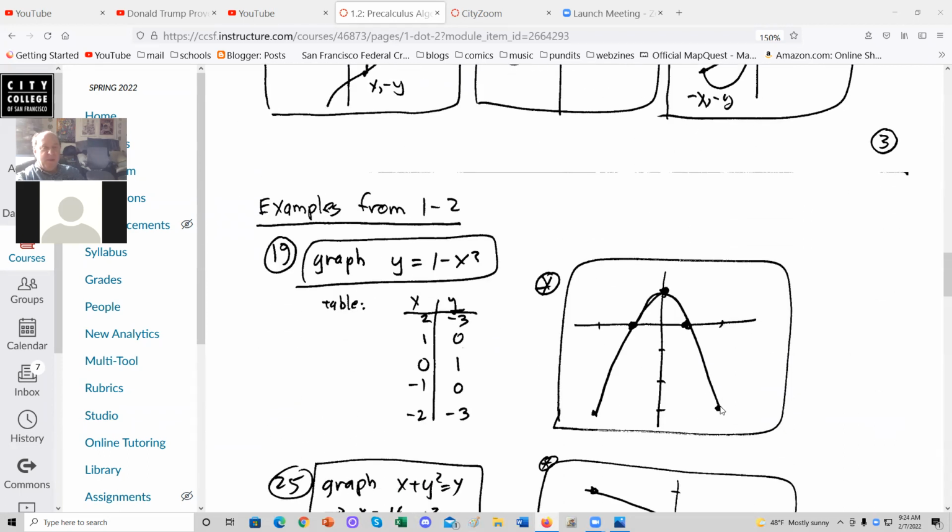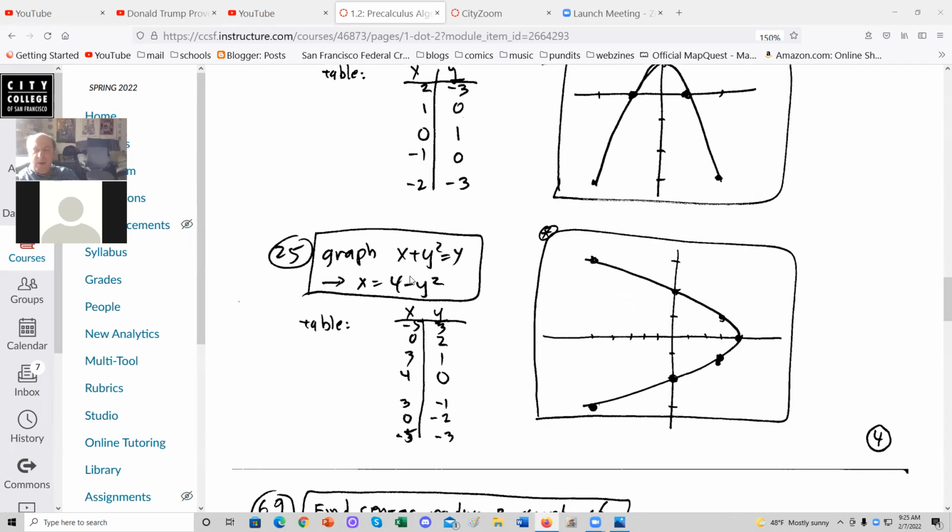So here are some examples. Graph y equals 1 minus x squared. There are some values. If x is 2, y is -3, 1 yields 0, 0 yields 1, -1 yields 0, and -2 yields -3. So here's 2 by -3, here's 1 by 0, here's 0 by 1, here's -1 by 0, here's -2 by -3. These are 5 points on a parabola, a U-shape pointing downwards, like that.